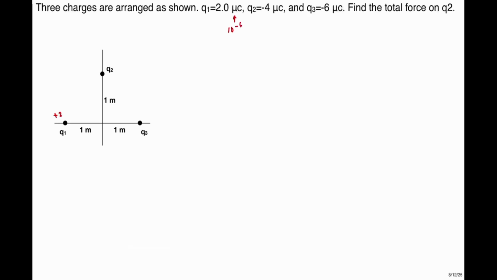Now, what's different about charge 2? It's a negative charge, right? And then the one down here, also a negative charge. They're all 1 meter away from the origin. And so what is the problem asking us to find? We want just the force on this one.